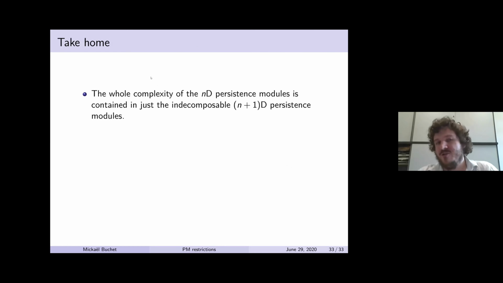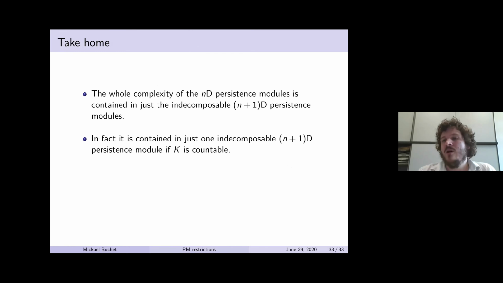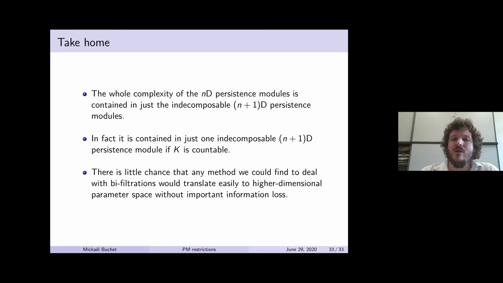So I hope that this kind of interesting construction you find fun, at least I do, and it has some interesting consequences. The whole complexity of the nD persistence modules and finite nD persistence modules is actually contained just in the indecomposables of the n+1 persistence modules. If the field K is countable, I can even say that the whole complexity of the nD persistence modules is just in one indecomposable of this module. So that's bad news for computer scientists. That means that any method we could find to deal with bifiltration.